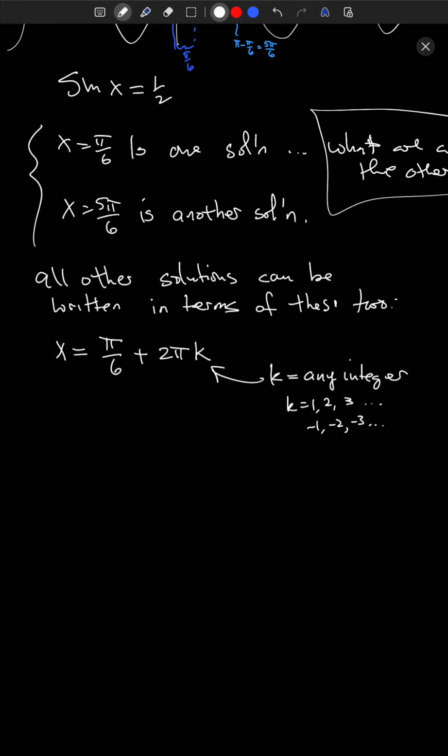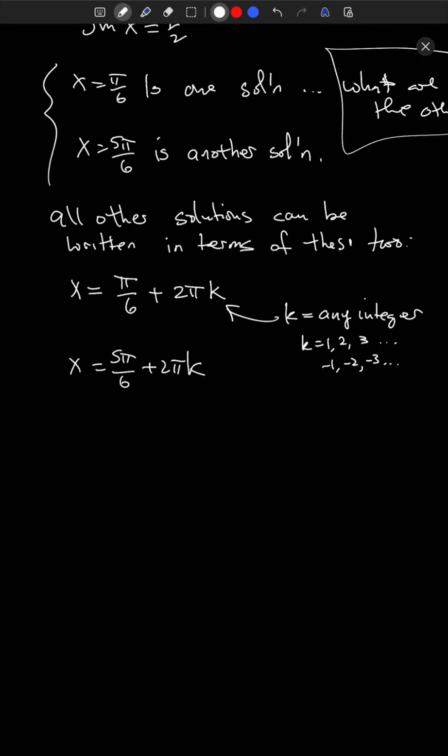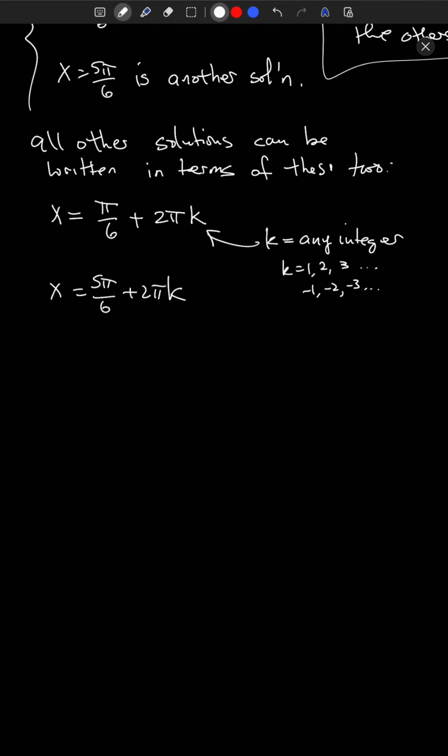From the other set, x equals 5 pi over 6, I also have 5 pi over 6 plus 2 pi k. The same, every 2 pi, you get another solution. So altogether, my solutions are going to be things that look like this and things that look like that. The way we're going to write it in this section is like this: x such that, so the way we read this vertical line here is "such that."